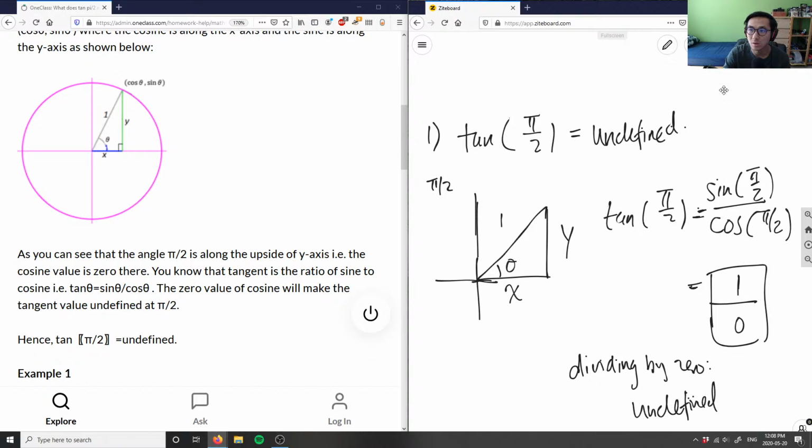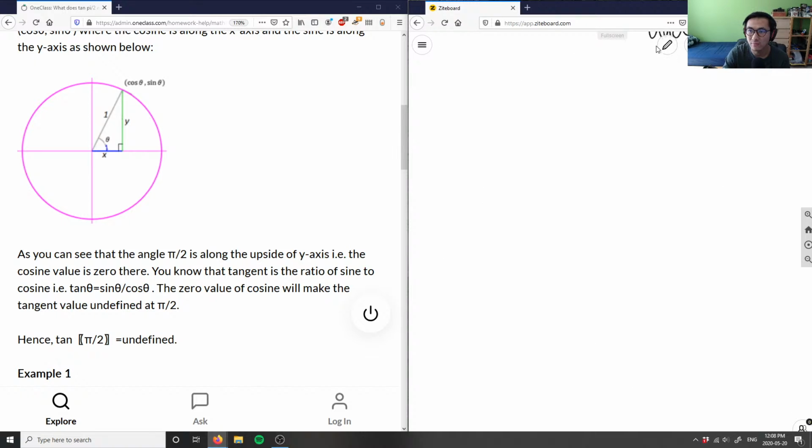We can also solve this problem using a graph. If I were to graph tangent, I can start from 0 here. I have pi over 2, this is pi, 3 pi over 2, and 2 pi.